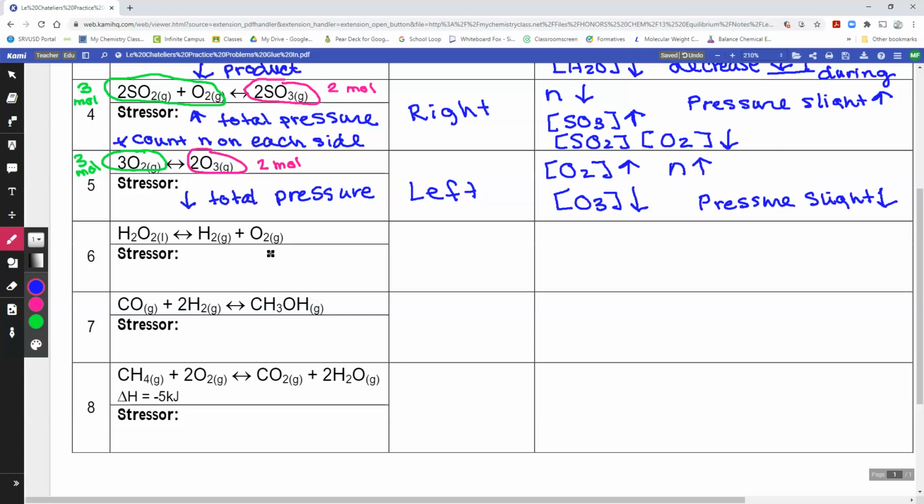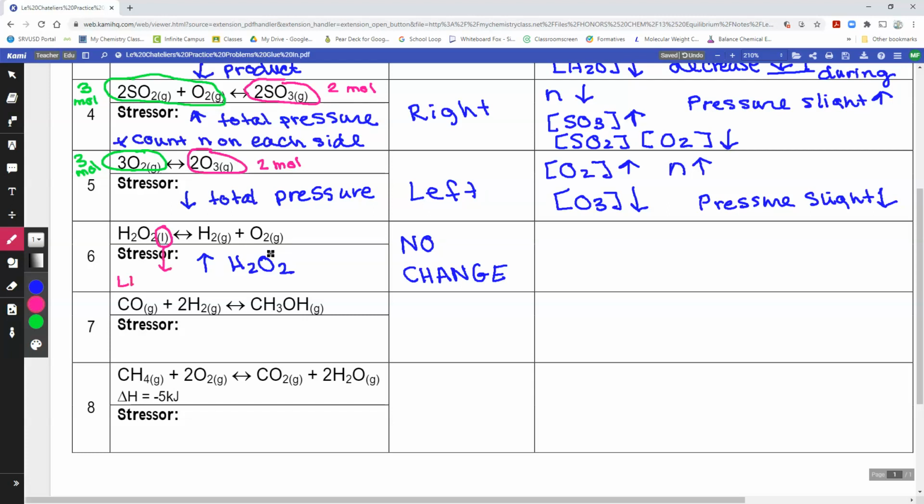All right, number 6, this time, let's increase the H2O2. This is kind of a tricky question. There is going to be no change. That seems weird, right? People are like, wait a second, why is there no change? Because of this right here.